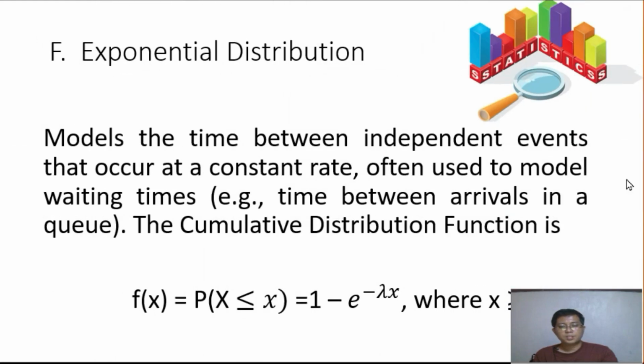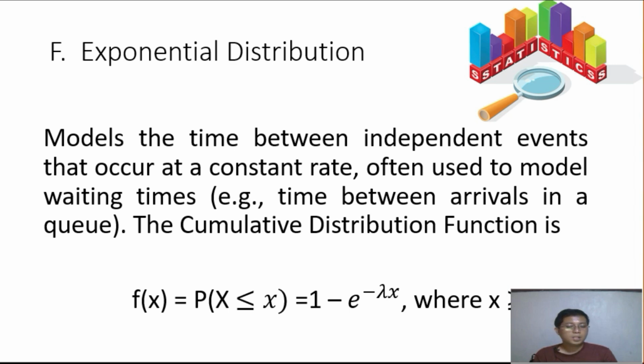So the exponential distribution models the time between independent events that occur at a constant rate, often used to model waiting times. Example, time between arrivals in a queue. And the cumulative distribution function is given by this formula, F(x) equals the probability that X is less than or equal to x equals 1 minus e raised to negative lambda times x. Here, it's not seen, but x must be greater than or equal to 0.